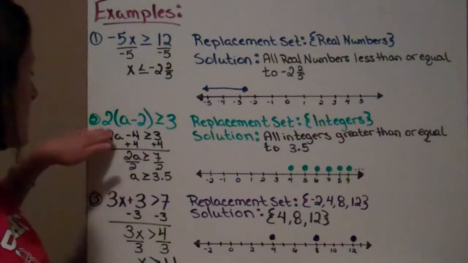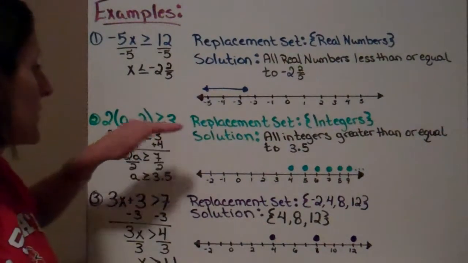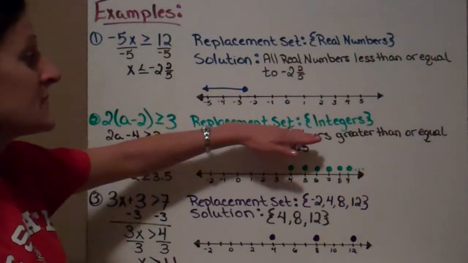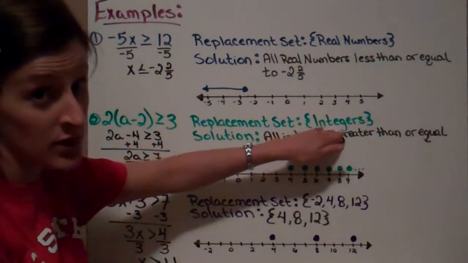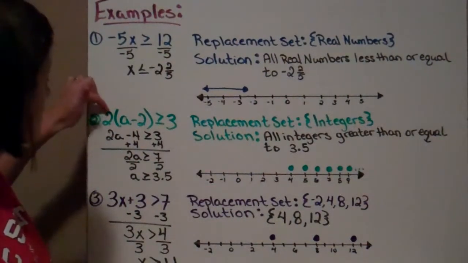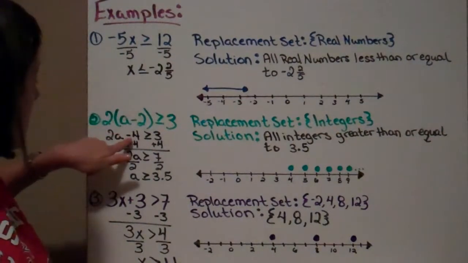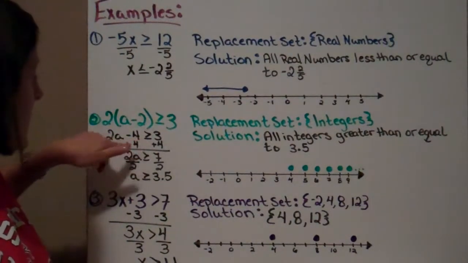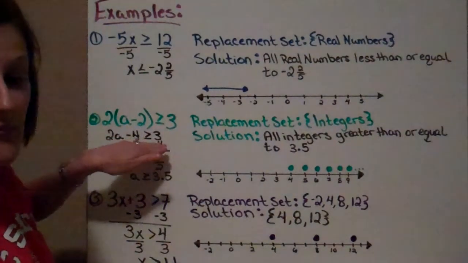Now this next one, 2 times the quantity a minus 2 is greater than or equal to 3. Now it's saying my replacement set this time is integers. Remember, positive and negative whole numbers. So first thing I need to do is solve this. 2 times a is 2a. 2 times negative 2 is negative 4. So now I have 2a minus 4 is greater than or equal to 3.